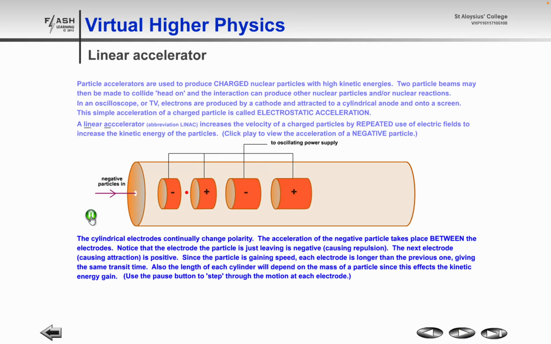You can pause that each time in between, so it gets repelled here and attracted there, repelled, attracted, repelled, attracted, repelled, and so on. So the acceleration takes place between the electrodes, and the electrode the particle is just leaving is negative, and the one it's moving towards is positive.